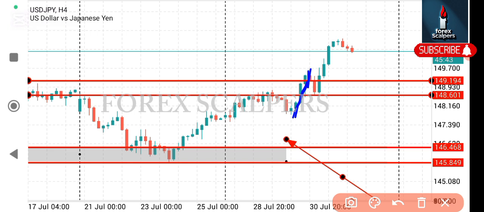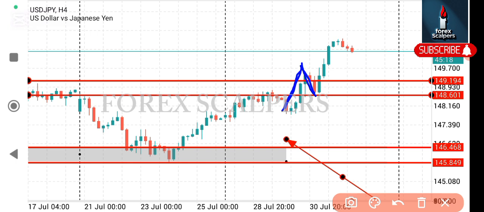But that breakout still remains a resistance until price retests it, which is what you are seeing here. So price breaks out of it, price retests it. This retest now will validate this zone either into becoming a support or into becoming a resistance.